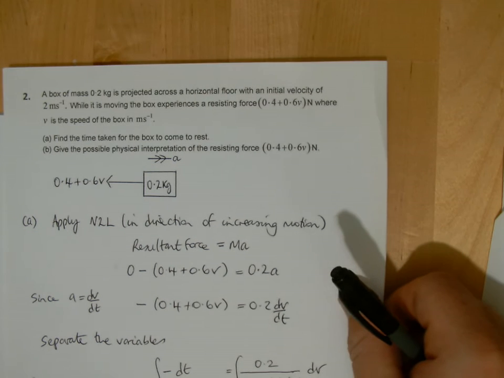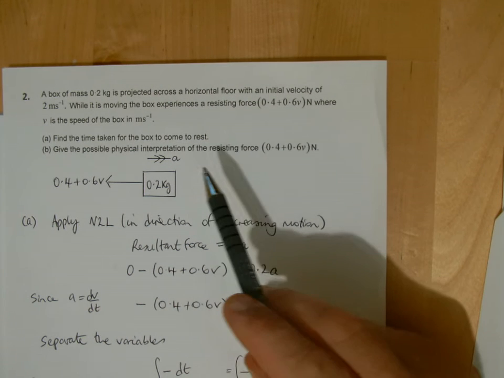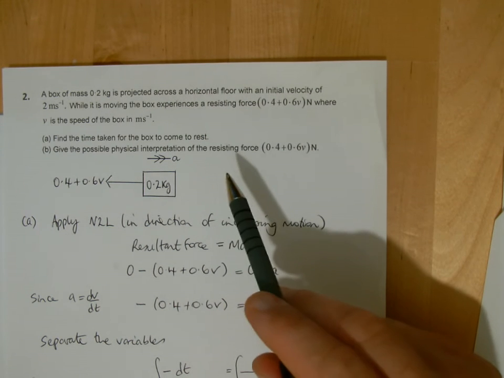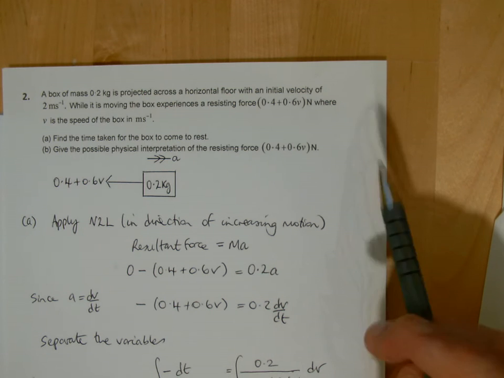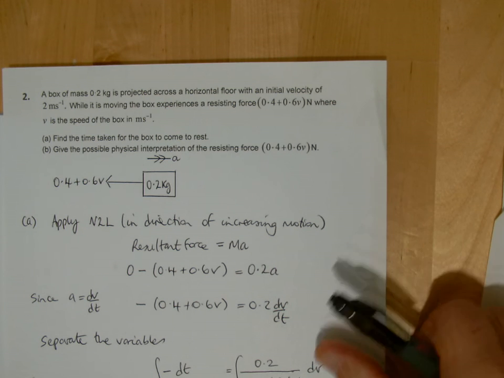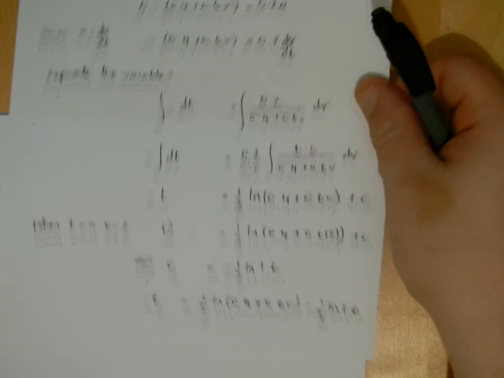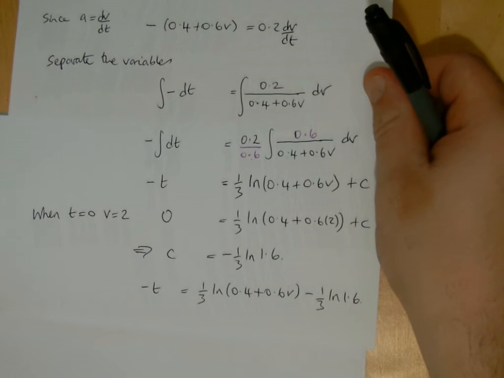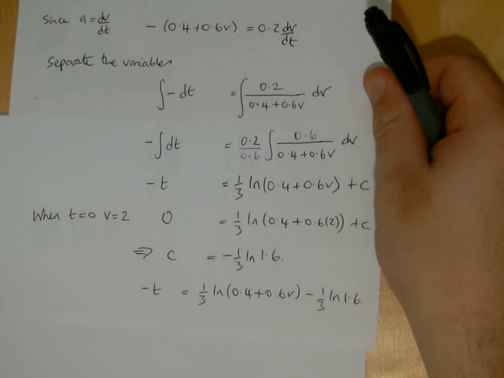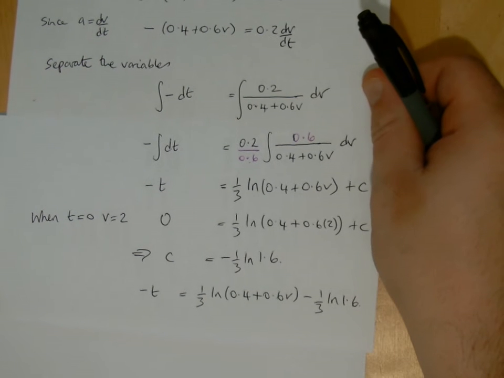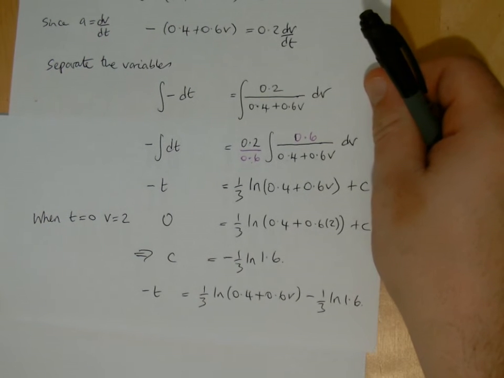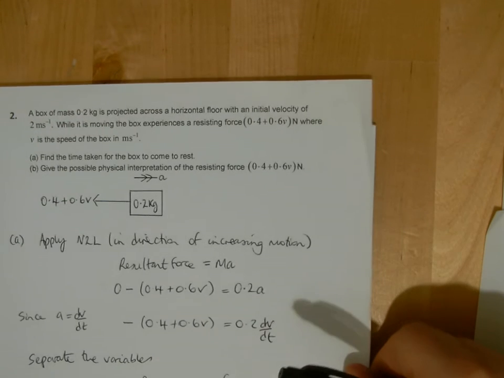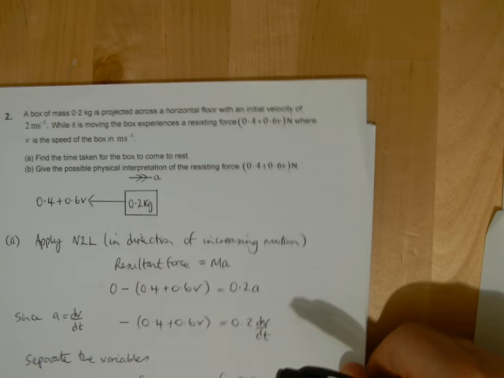So think back now to what we've actually got to do, because in part A it says find the time taken for the box to come to rest. They're not asking us to solve the differential equation. Even though I'm going through that process here, and I've got to this stage, I don't need to get v as a function of t. I don't need to rearrange this to solve the differential equation to get v equals. All I've got to do is simply answer that question. Find the time taken for the box to come to rest.